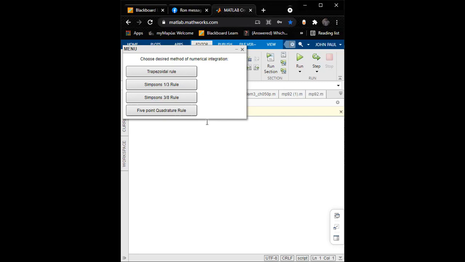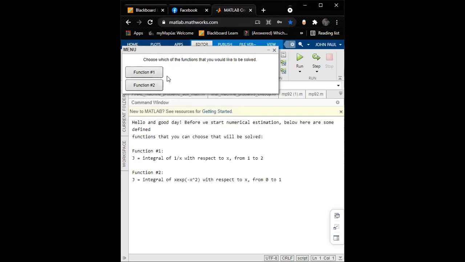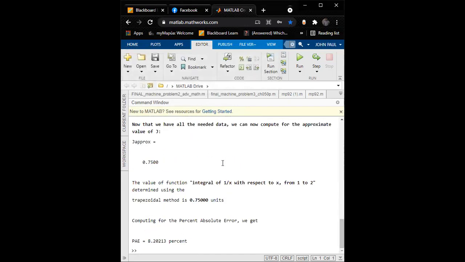For the trapezoidal rule, we'll use function 1. The value of the integral of 1 over x with respect to x from 1 to 2 determined using the trapezoidal method is 0.75000 units. Computing for the percent absolute error, we get 8.20%.